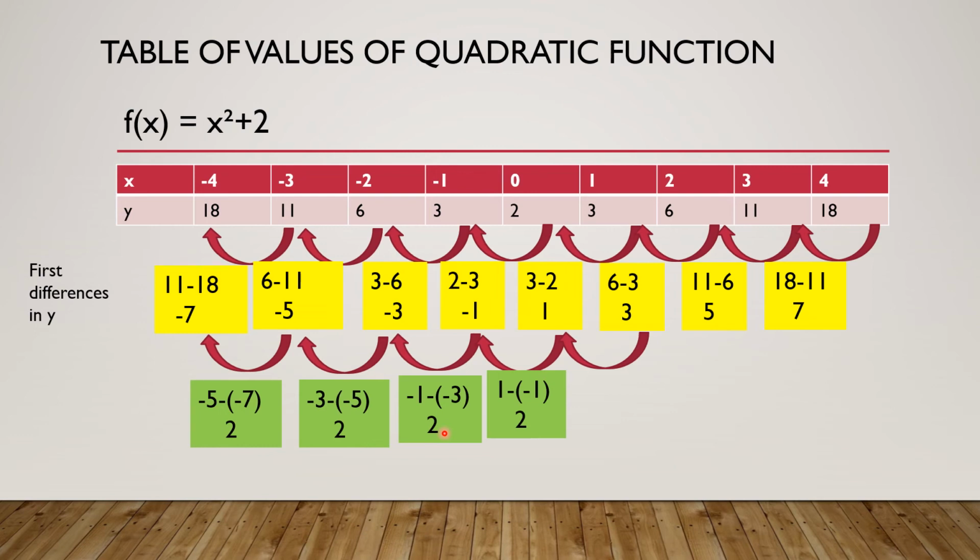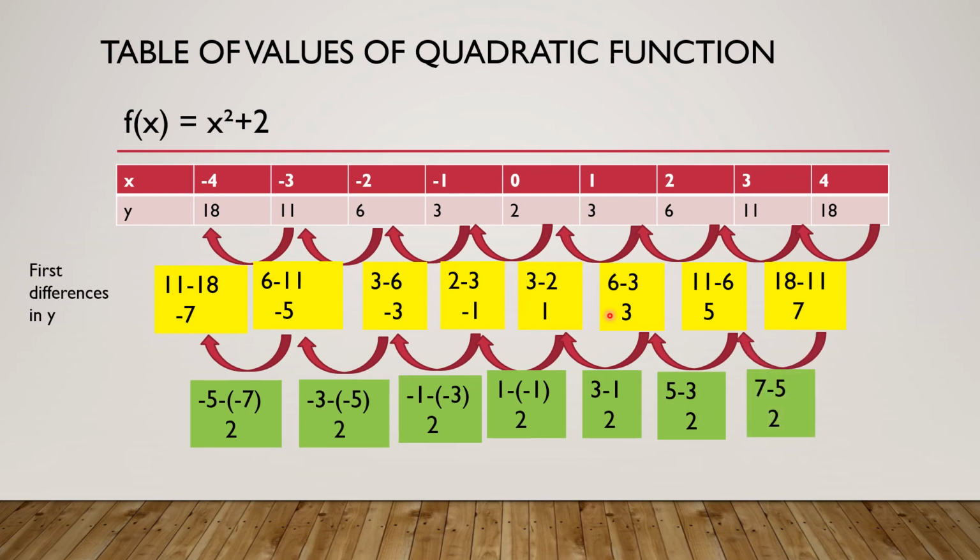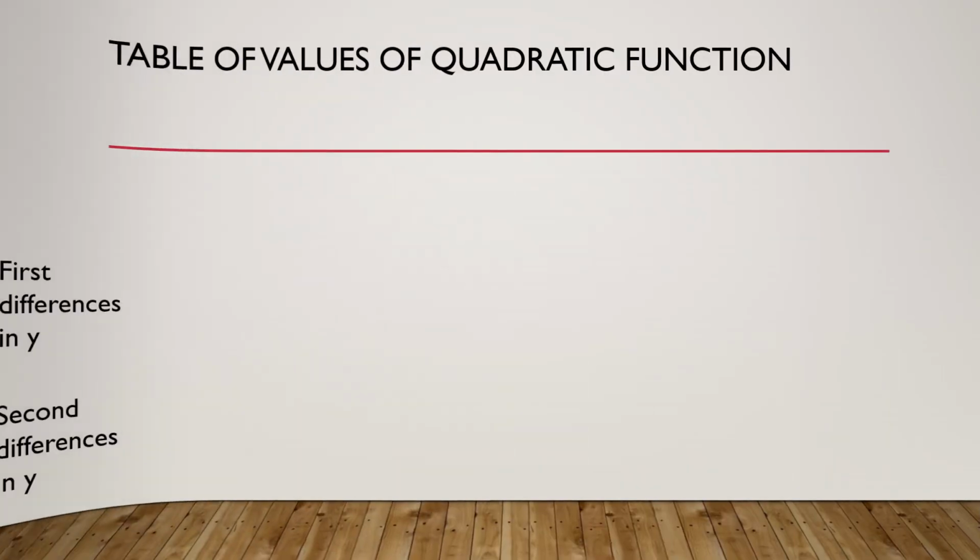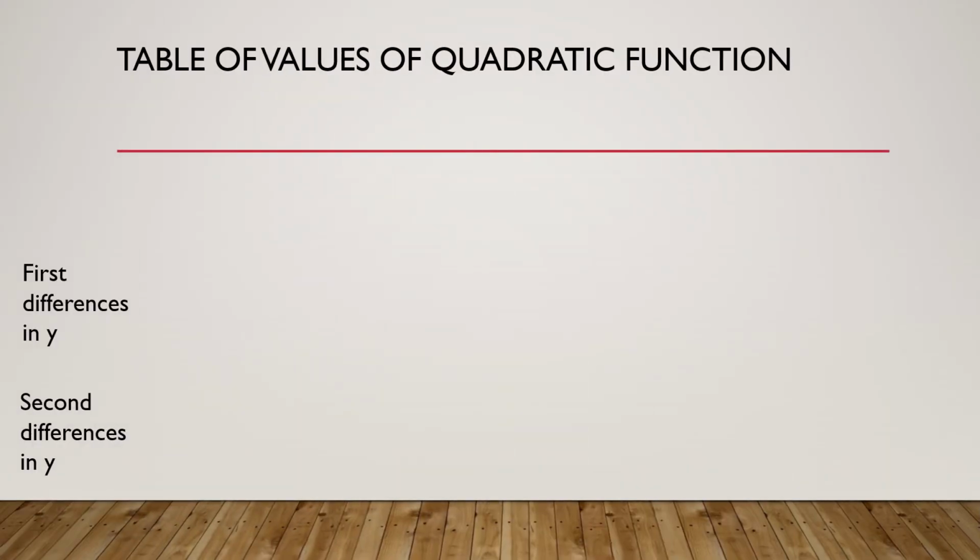And then, dito naman ngayon, 3 minus 1, that is 2. 5 minus 3, that is equal to 2. And 7 minus 5, that is equal to 2. So again, the second differences here in y are all equal also. Now, what about the last one?